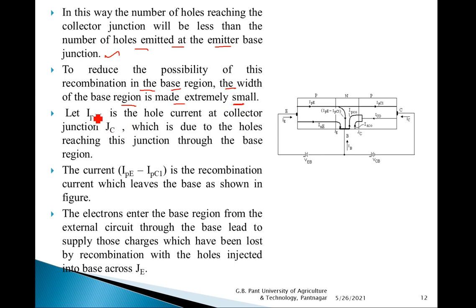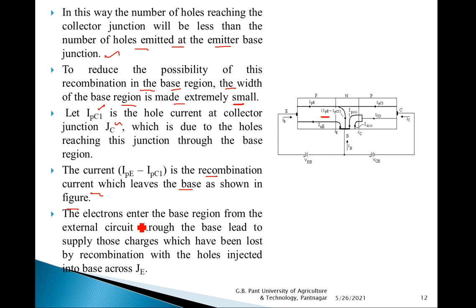If IPC1 is the hole current at the collector, this IPC1 is the hole current at the collector junction JC, which is due to the holes reaching this junction through the base region. Then the current IPE minus IPC1, which is shown here, is the recombination current which leaves the base. This current actually leaves the base, as shown in this figure.